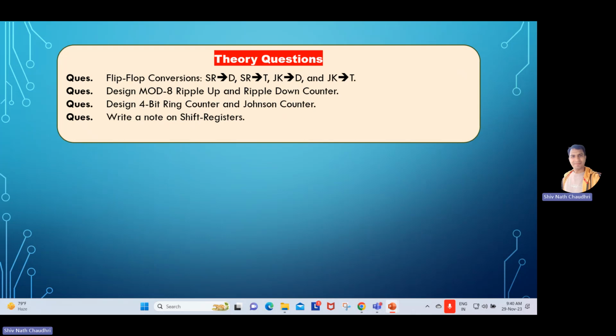And you should also know about shift registers. All shift registers are very basic. So you can prepare for this type of question for your university exam and for other tests or assignments.